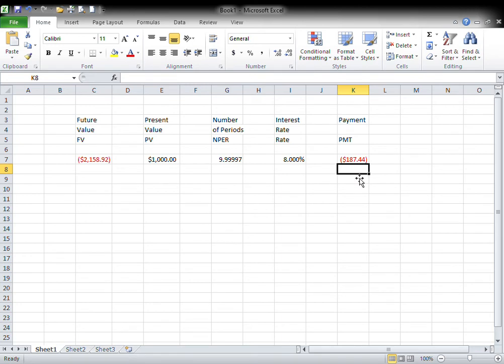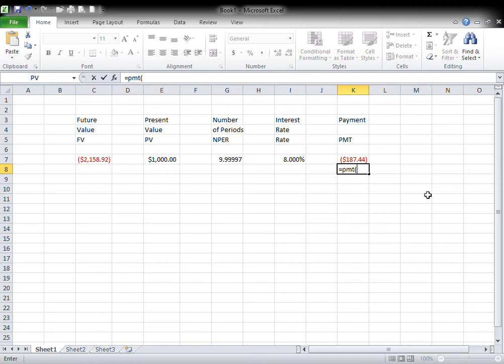Now, as we were doing this, we'll open one up and do this again, equals PMT. And you'll notice at the end it says type. Now, the type is an indication of when the payments are made. So for the type, if it is an ordinary annuity, the payments are made at the end of the period. So, for example, at the end of the year, you pay $187.44. Your mortgage or your car payment are ordinary annuities, and you make your payments at the end of each month.